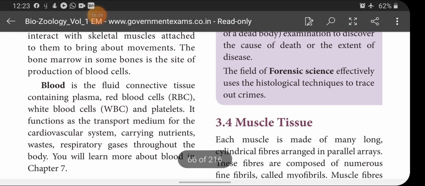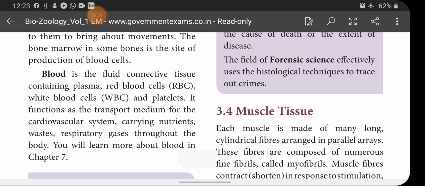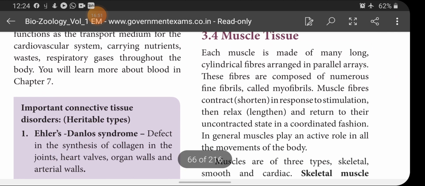Next we will see the blood. Blood is a fluid connective tissue. Actually, cartilage and bones are solid connective tissues. Blood is a fluid connective tissue, which consists of plasma and blood cells. Blood cells include red blood cells, white blood cells and platelets. It functions as the transport medium for the cardiovascular system, carrying nutrients, waste and respiratory gases throughout the body. You will learn more about blood in chapter 7.